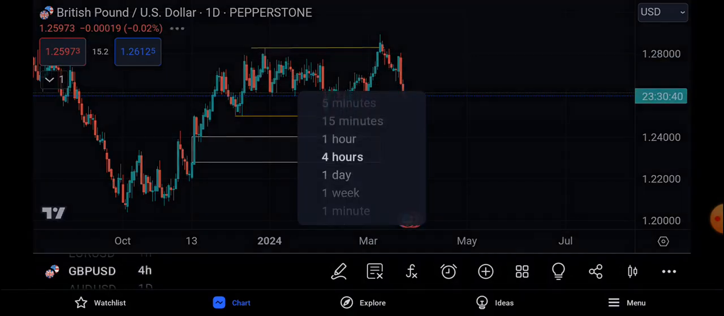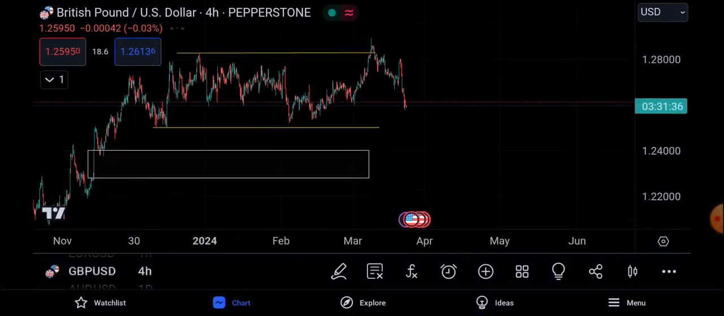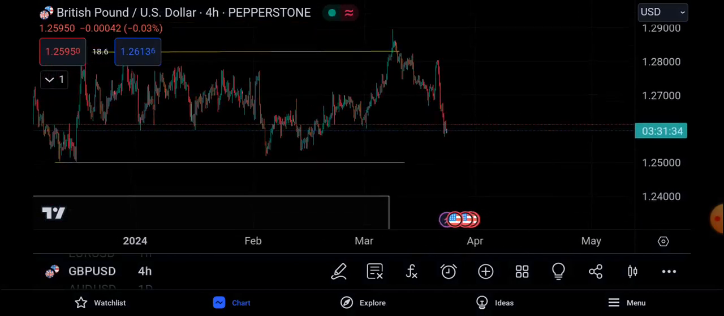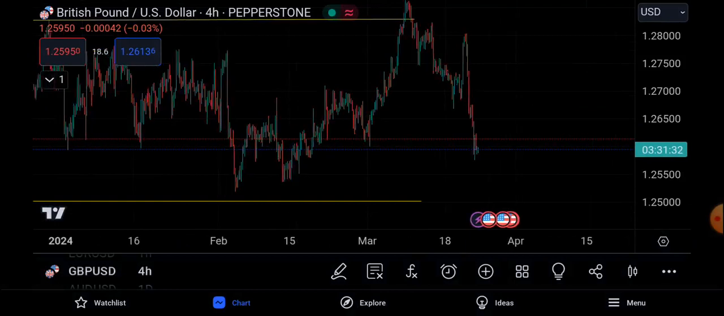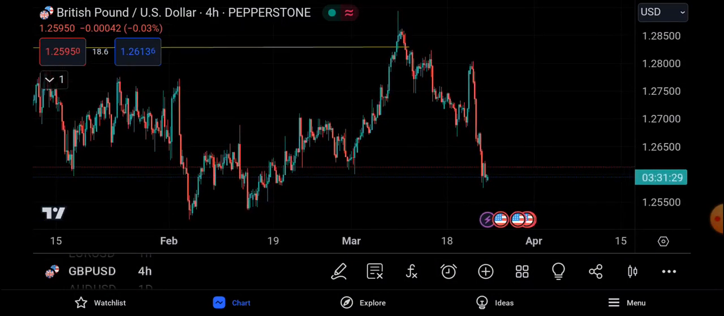Alright, let's go to the 4-hour. I will be getting rid of this, or maybe I shouldn't, I don't know. I'll keep them on there, but when I feel like the chart is dirty, I'll probably get rid of them. Alright, so yeah, no, I'm getting rid of them.